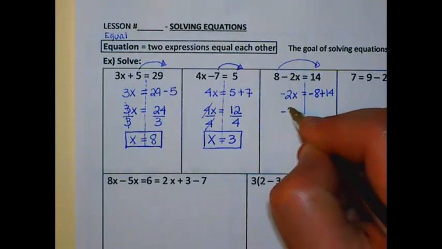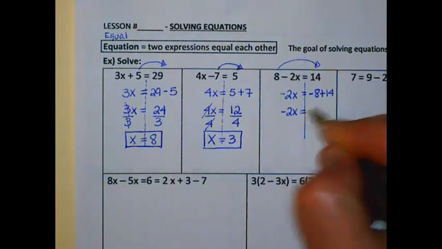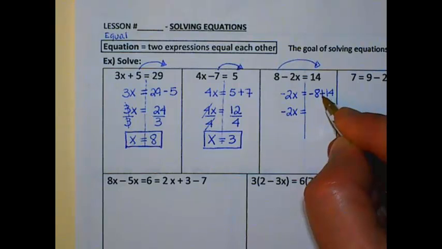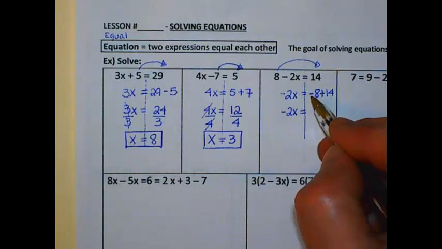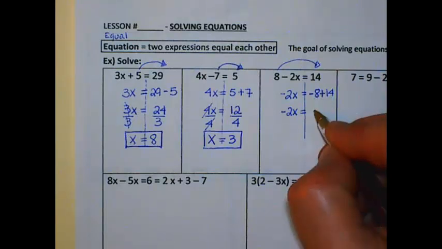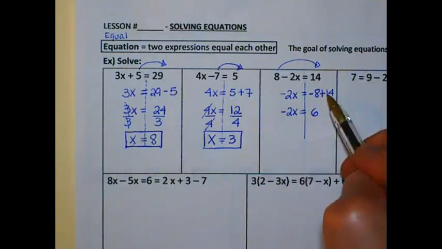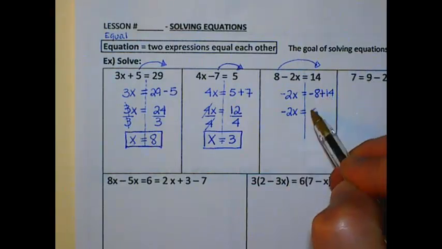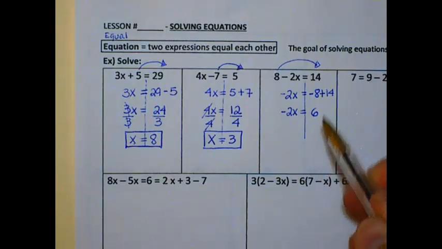Alright, very well. Now I have negative 8 plus 14. Signs are different, according to the rules of adding and subtracting positive and negative numbers. If the signs are different, I need to subtract. So 14 minus 8 is 6. And I'm going to use the sign of the biggest, which is 14, so 6 is positive.